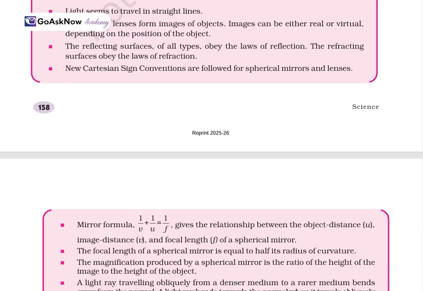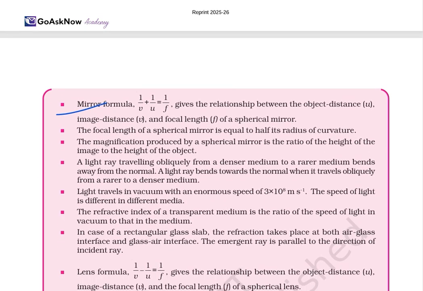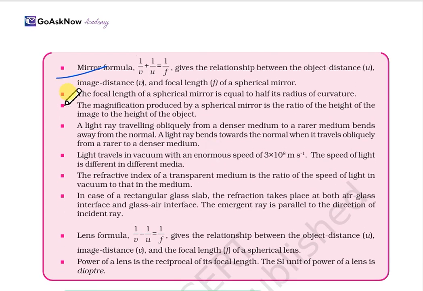Now, what have you learned in this chapter? We have studied light, reflection and refraction. Light seems to travel in a straight line. Mirrors and lenses form images of objects that can be either virtual or real, depending upon the position of the object. Also, reflecting surfaces of all types obey the laws of reflection, and refracting surfaces obey the laws of refraction. New Cartesian sign conventions are used for spherical mirrors. The mirror formula is 1 upon v plus 1 upon u equals 1 upon f. The focal length of a spherical mirror is half the radius of curvature. We also studied the magnification produced by spherical mirrors.